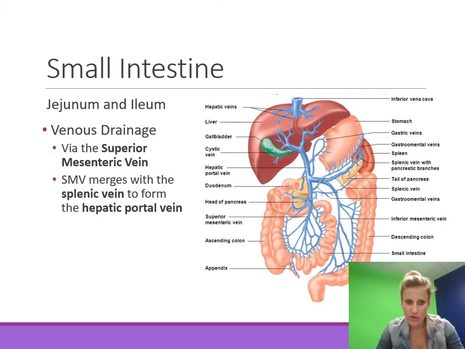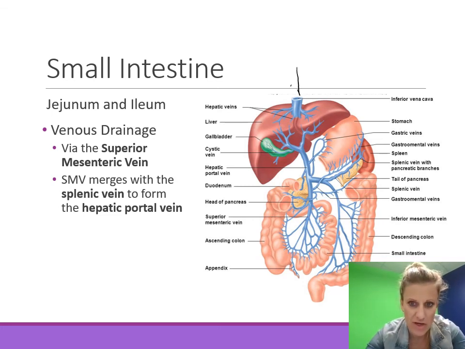Venous drainage from the jejunum and ileum is via the superior mesenteric vein. So just like the artery, but the opposite, going the other way. The superior mesenteric vein, remember, merges with the splenic vein, and this forms the hepatic portal vein. So eventually, the blood that's drained from the jejunum and ileum goes to the liver via the hepatic portal vein. So let's just take a second on this slide and look at portal circulation as a whole.